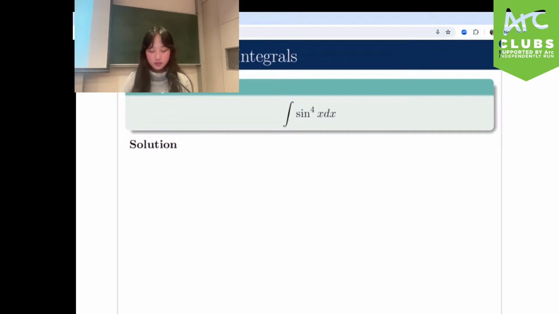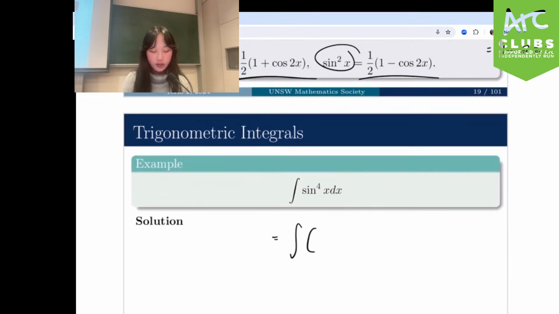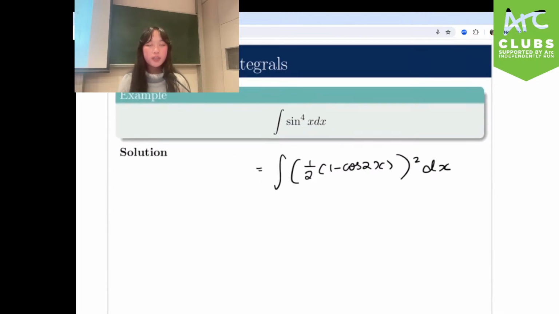So let's go through one of these cases where m and n are both even, which is sine to the 4 x dx. What we can do is we can consult our double angles and put sine squared in terms of cosine 2x, which makes the problem slightly easier for us. We get something that looks like this.